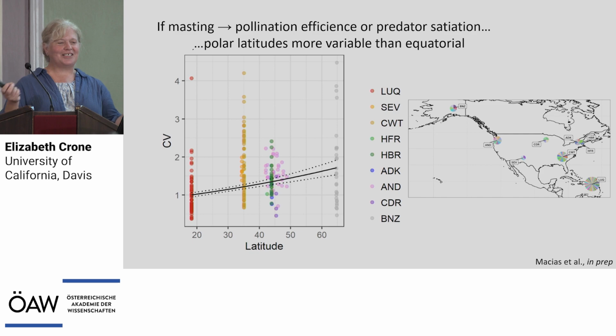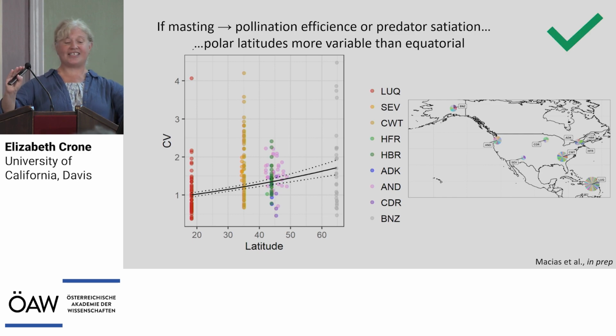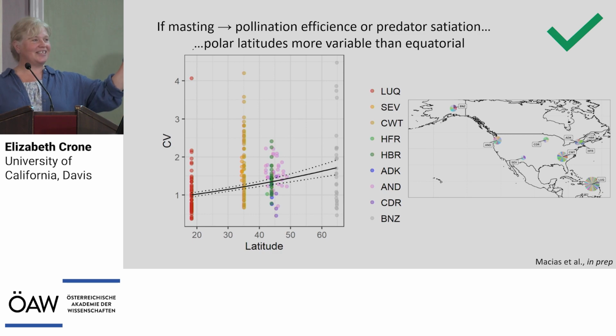If masting increases pollination efficiency or predator satiation, polar latitudes should be more variable than equatorial. Here's a linear regression. It wasn't quadratic in our data, but the pattern holds. I could stop here, and I only have about 10 minutes left, and we could say there are global rules of mass seeding that apply even when we've tried to breed it out, even when we add this data set with a bunch of tropical species.